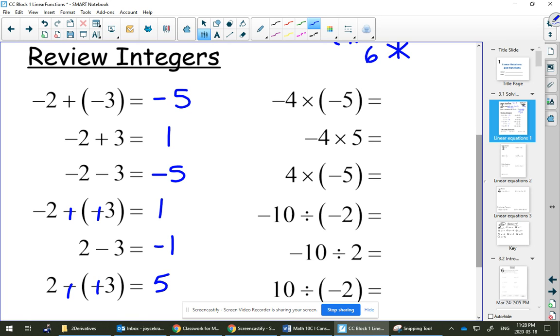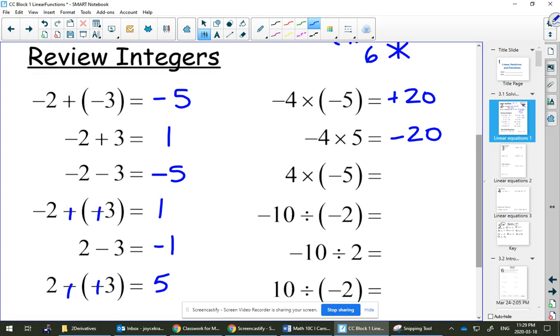So a negative times a negative is a positive, and a negative times a positive is a negative. So if the signs are the same, the answer is positive. If the signs are opposite, the answer is negative. That's for even, that's when we're just dealing with two numbers. So -4 times -5 is positive 20. -4 times 5 is -20.